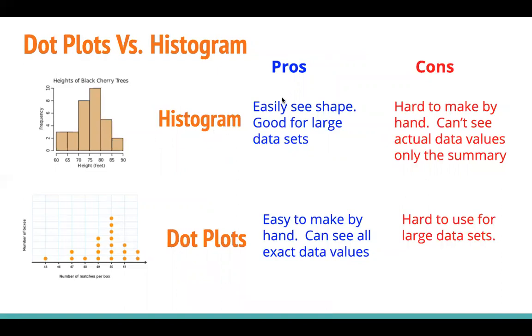All right, so here are some pros and cons about dot plots and histograms. For the histogram, some of the pros: it's easy to see shape and it's good for large data sets. Some cons are that it's hard to make by hand. It's kind of a pain. You have to tally them up, put them in bins and arrange them, and it's a pain. And you can't see the actual data values, only the summary. So histograms, if you have a calculator or some technology to help you make the histogram, that's not hard. We'll be doing that really mostly. They're hard to make by hand.